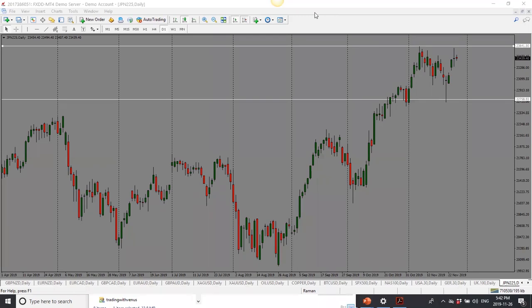I will look for a retest of the high. And as long as it stays below, looking for a drop here. And the target would be 23,280. And then if it goes through that, we are looking at 23,000 here. So bias is neutral for Nikkei.